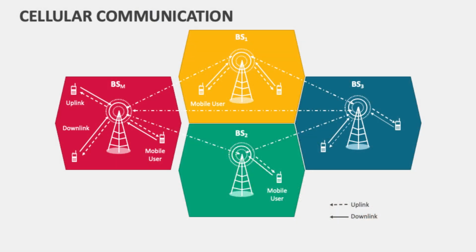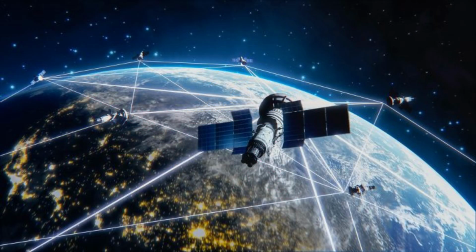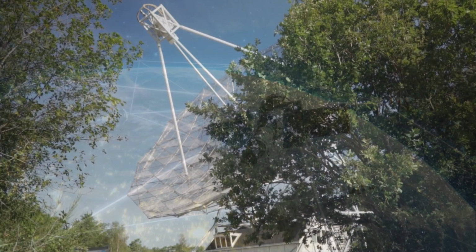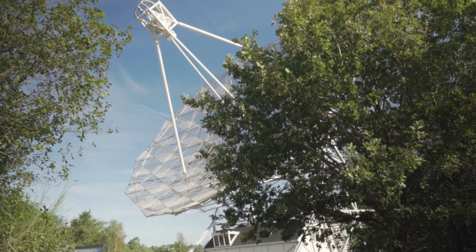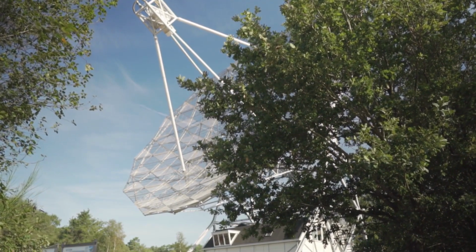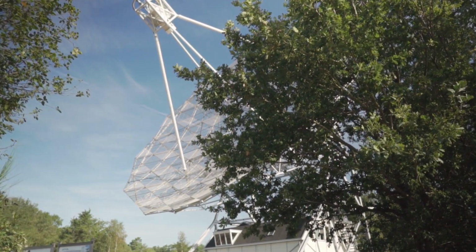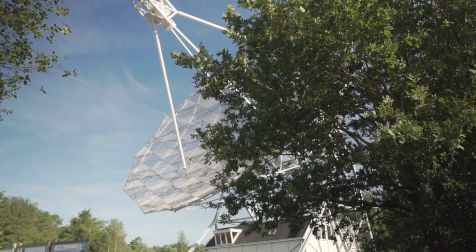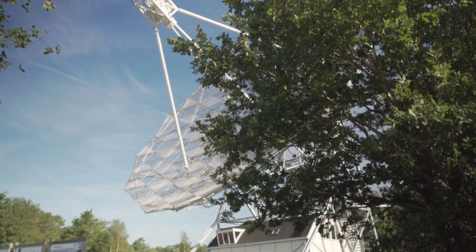Next one is cellular communication. We use networks of cell towers to manage mobile communication, combining frequency and time division techniques. The other one is satellite communication. It relies on orbiting satellites to relay signals across continents and even around the globe. Each of these methods plays a critical role in ensuring that our messages, music, and information travel smoothly from one point to another. Each one has its own uniqueness, advantages, and trade-offs.